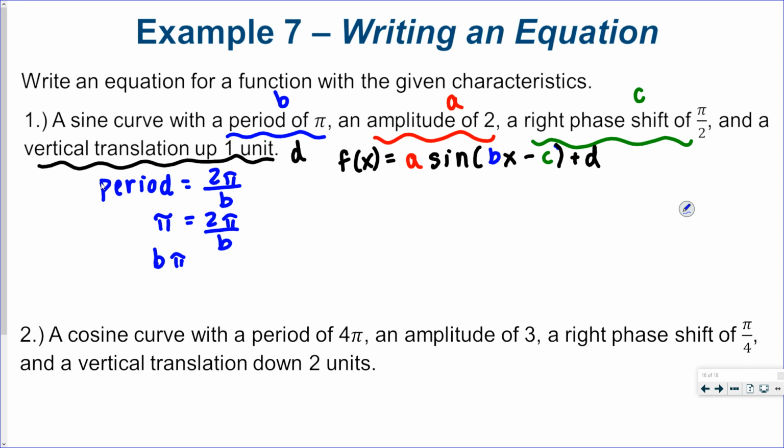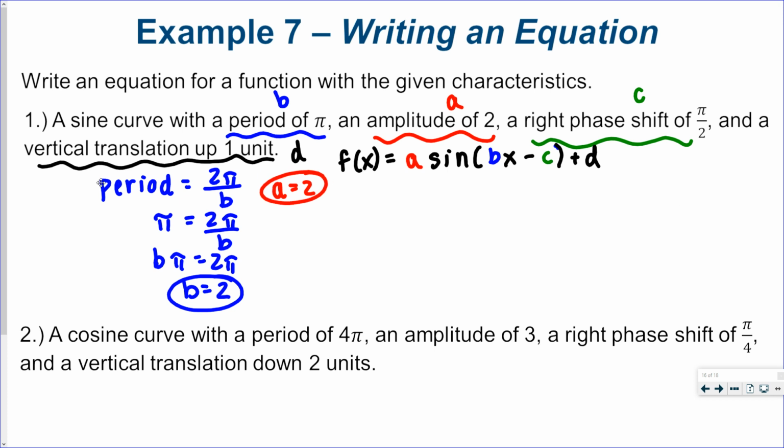you can do a little algebra here. That means b would have to be 2, because think about it, you're horizontally shrinking this. That makes sense? Okay. Next, they tell me I have an amplitude of 2. So that's pretty straightforward. That just means my A is going to be 2.